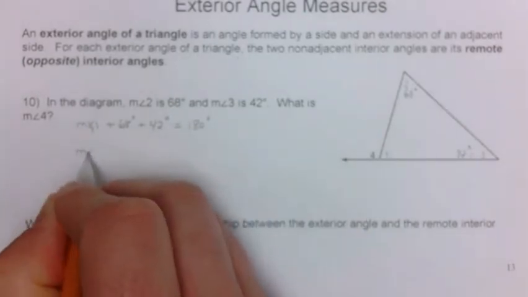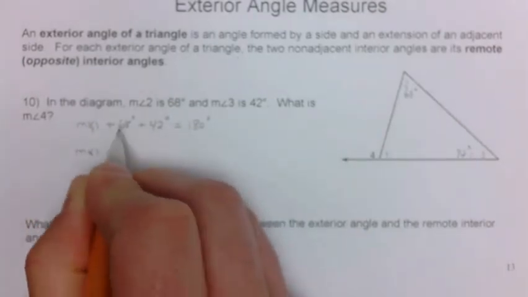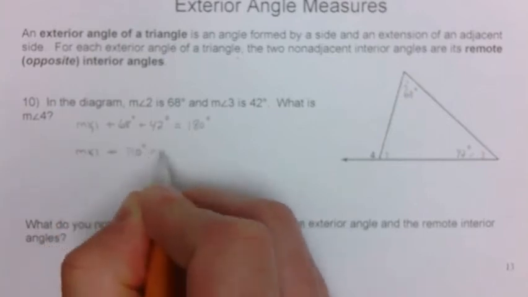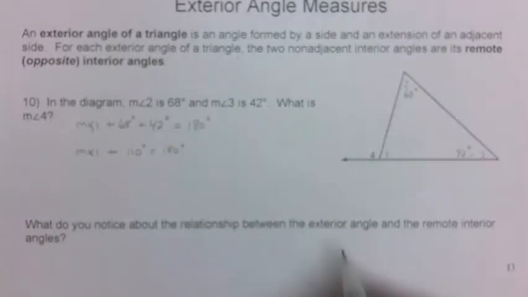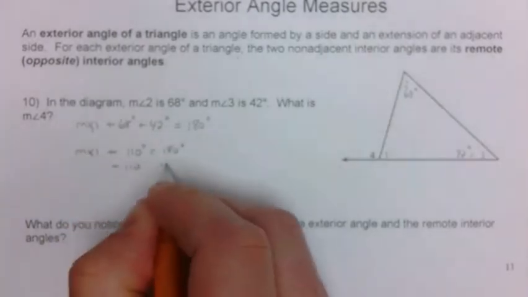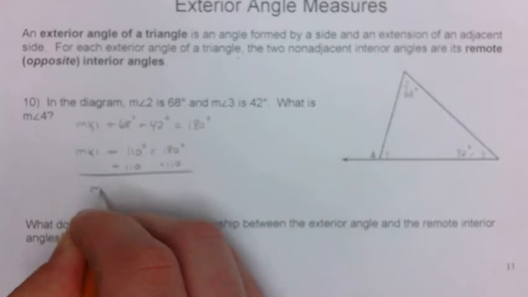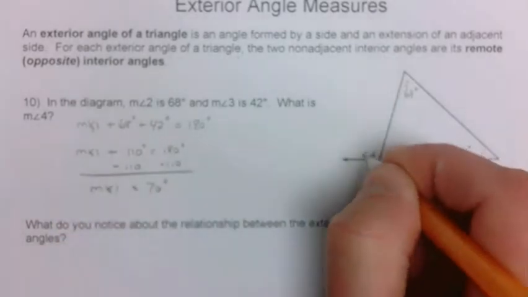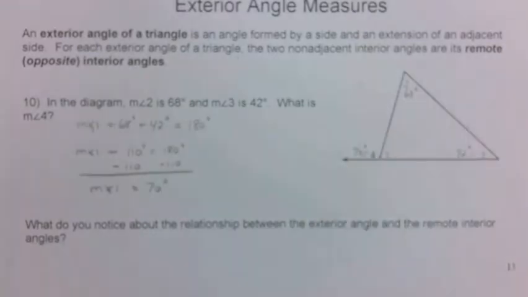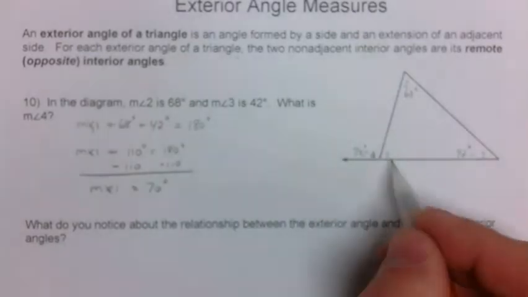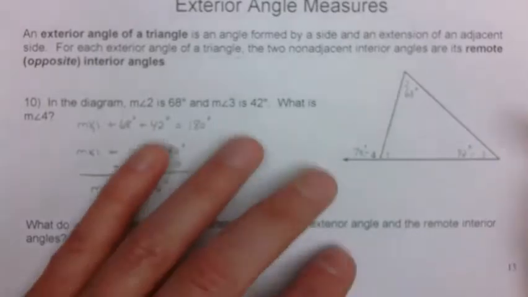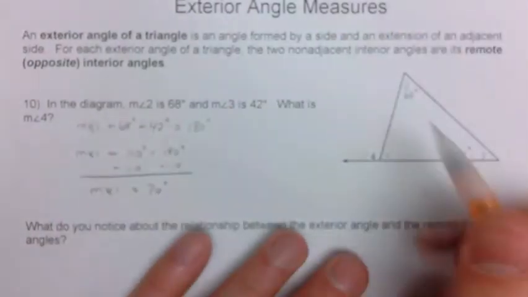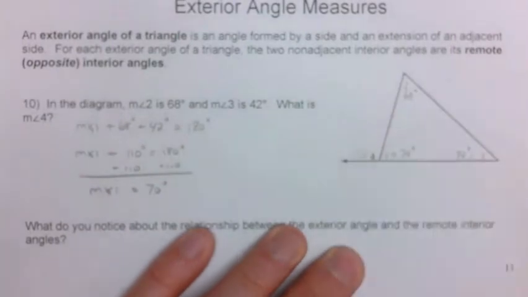I'll start by adding the ones that I know. So I'm going to have the measure of angle 1 plus 68 plus 42. That's going to be equal to 110 degrees equals 180 degrees. So if we just subtract 110 from each side, then the measure of angle 1 must be 70 degrees. So this is a 70-degree angle right here. Excuse me, I labeled the wrong angle. Not angle number 4, but angle number 1 is 70 degrees.